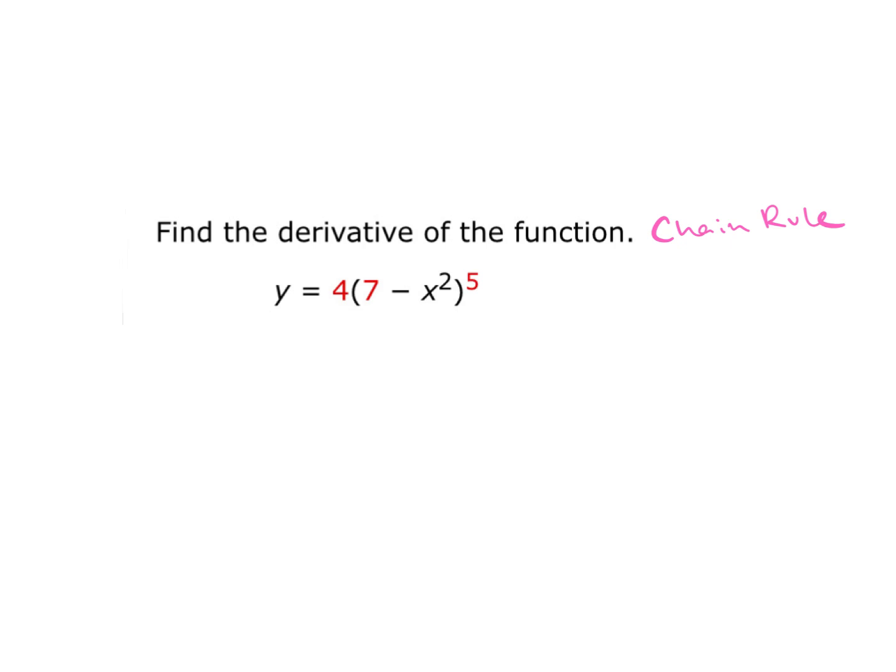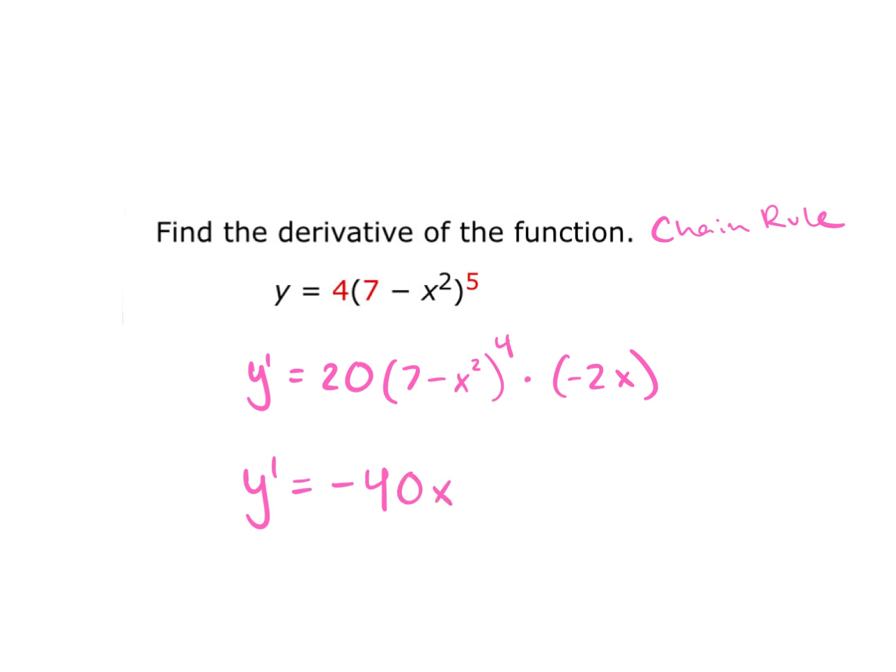Let's practice the chain rule. So our derivative, take the derivative of the whole thing, or the outside. So this would be 20. The inside part stays the same when you take the derivative of the outside. So 7 minus x squared to the 4th power now. Then we multiply that times the derivative of the inside. What's the derivative of the inside? Awesome, negative 2x. We can simplify it a little bit. So this would be negative 40x times 7 minus x squared to the 4th power.